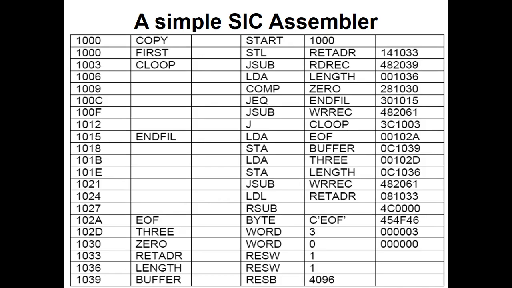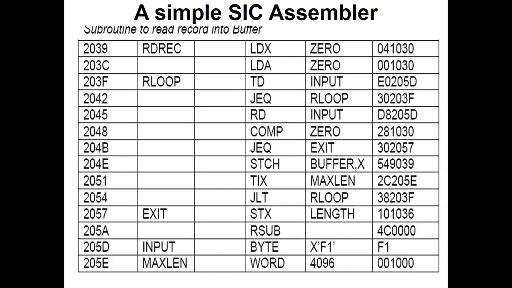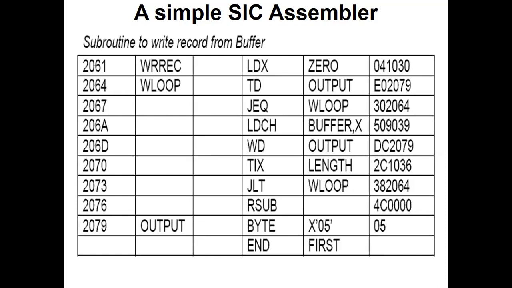Then that is followed by the length of the program, how big the program is. To find how big the program is, we have to calculate from the beginning address up to the last instruction of the program. The first instruction here begins from address 1000. When we scroll down the program, you can see that the last instruction there is at address 2079. That's where the last instruction begins from.